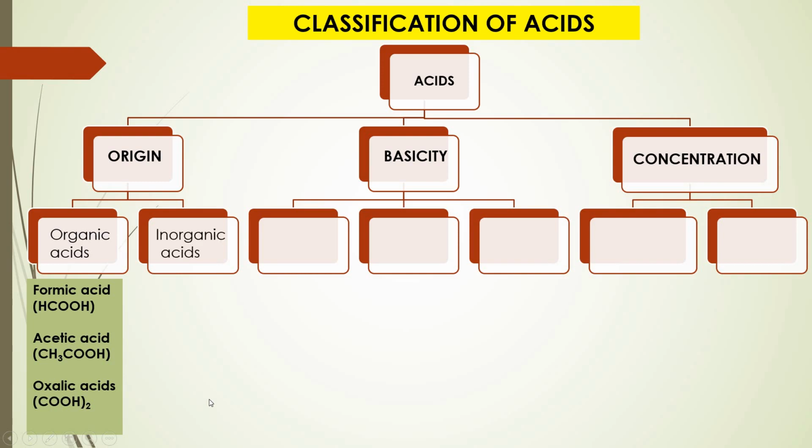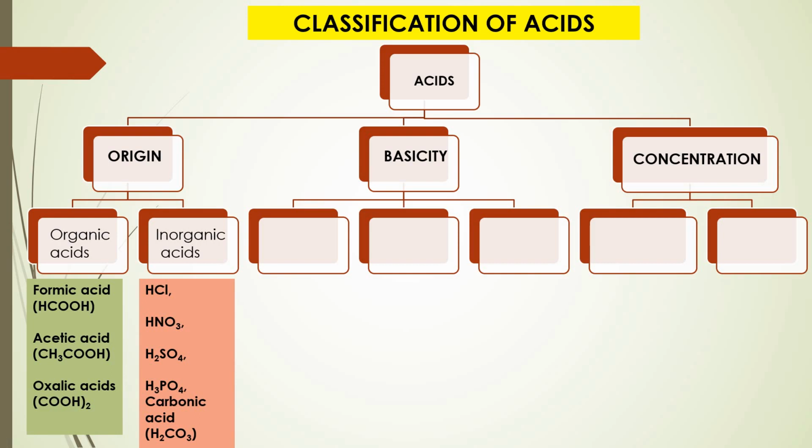Now if the acids are derived or obtained from minerals, then they are called inorganic acids. That is why inorganic acids are also called mineral acids. For example, hydrochloric acid HCl, nitric acid HNO3, sulfuric acid, phosphoric acid, carbonic acid, these are all inorganic acids because they are obtained from minerals.